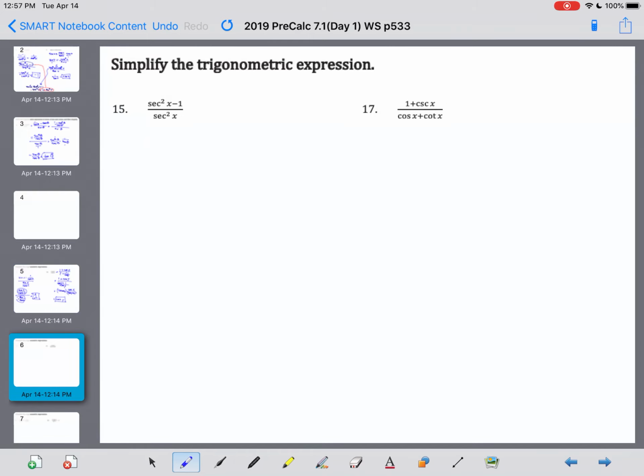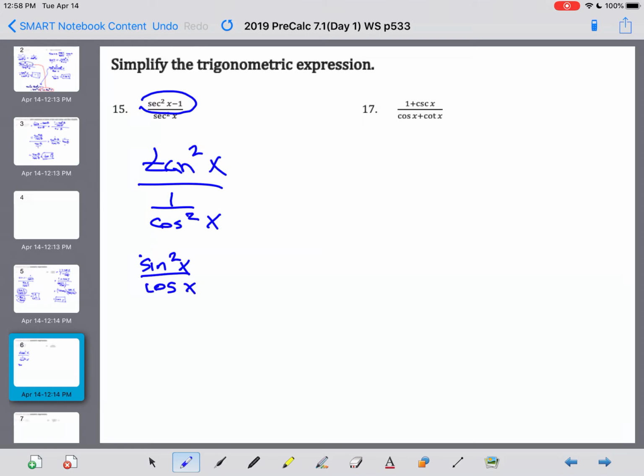Continuing here with 15 and 17, again simplifying. We do have an identity here from a while ago. That can just be written as tangent squared theta. This is 1 over cosine squared. Oh, I guess it's x, not theta. Remember, tangent is sine squared over cosine squared, multiplying by the reciprocal of the denominator, so it's cosine squared x over 1. These cancel, so I'm simply left with sine squared x.